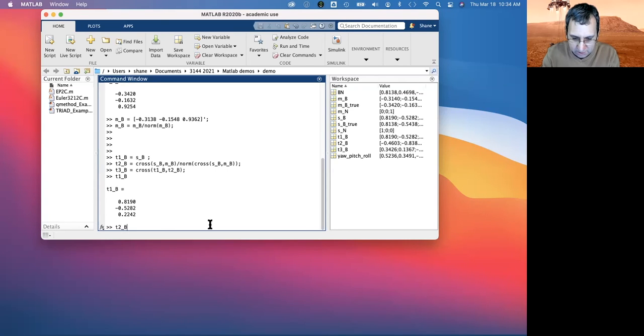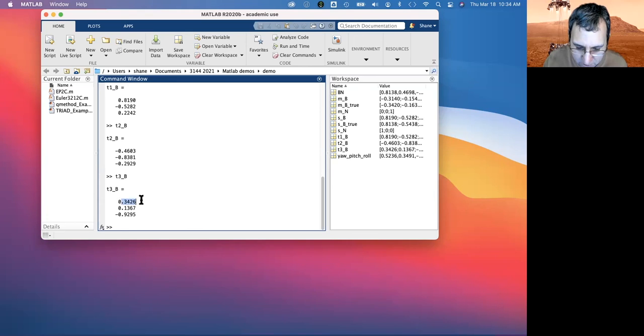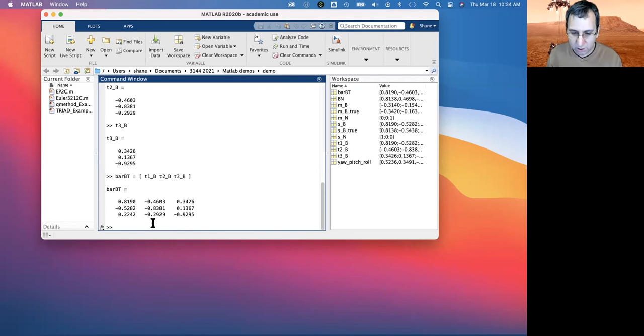T2B, it's that, and T3B. Remember, what does this mean? The first component is the B1 component, then the B2, and then the B3. At this point we could construct the bar BT matrix. I'm calling it bar because it's estimated. Since we've already written these as column vectors, it's really easy to write in MATLAB: T1B, T2B, T3B. Voila, there it is. That's just going from B to T.